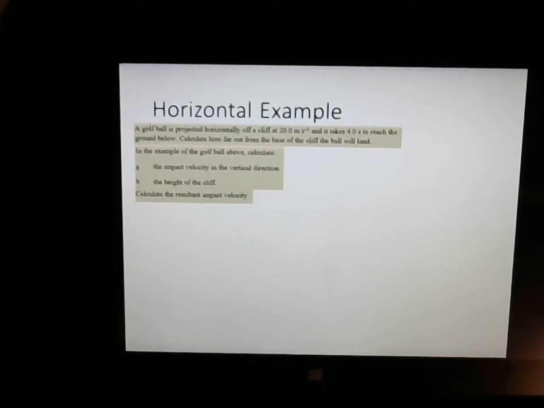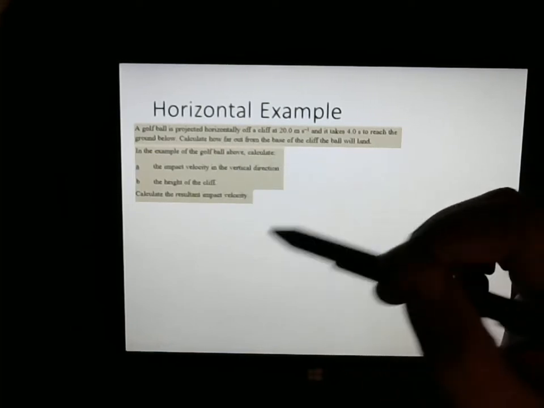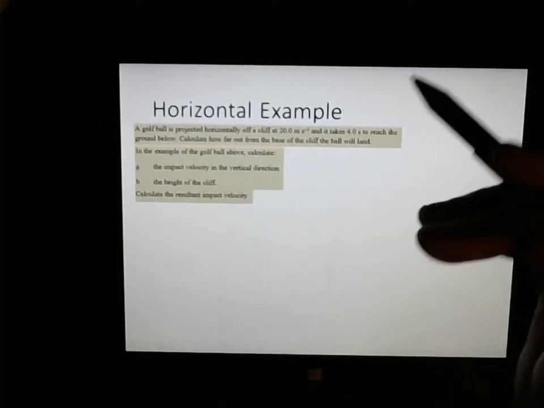Off a cliff at 20 meters per second, it takes 4 seconds to reach the ground. Calculate how far out from the base of the cliff the ball will land. So there's the first bit. Now there's some other stuff here, but until we do this first bit, generally we won't be able to do the others. So I'm not going to even bother reading them.